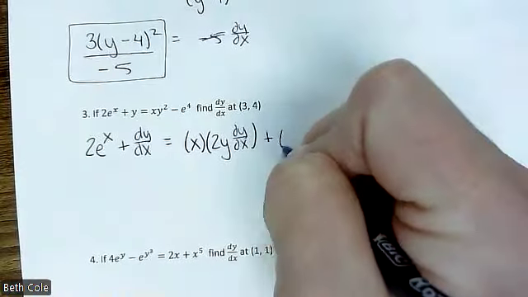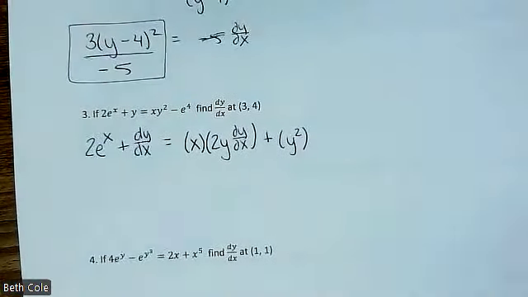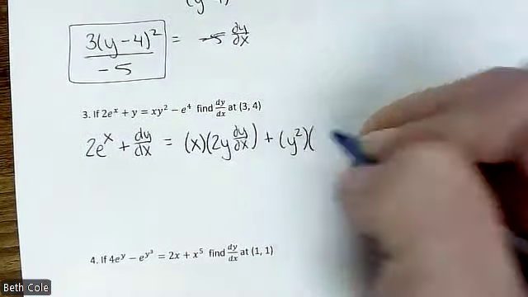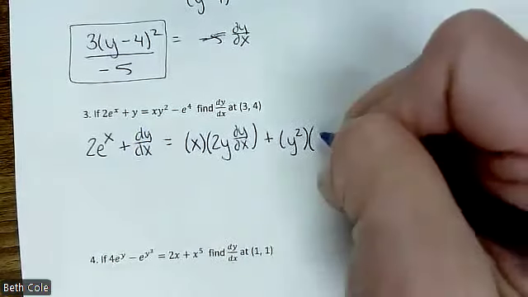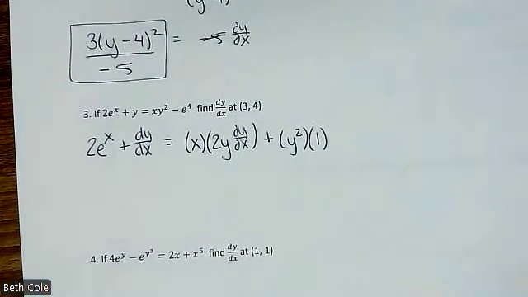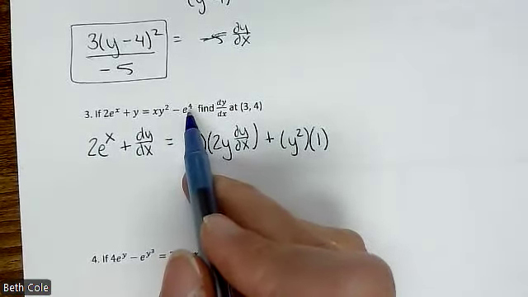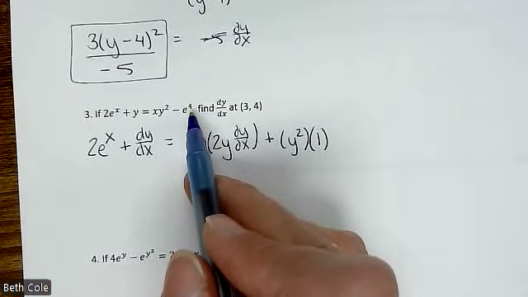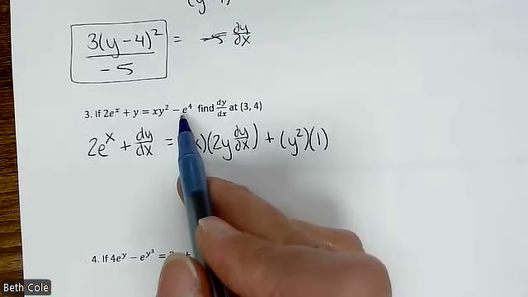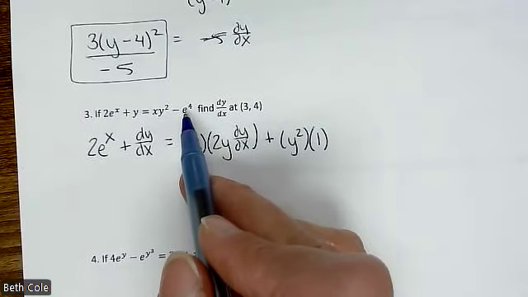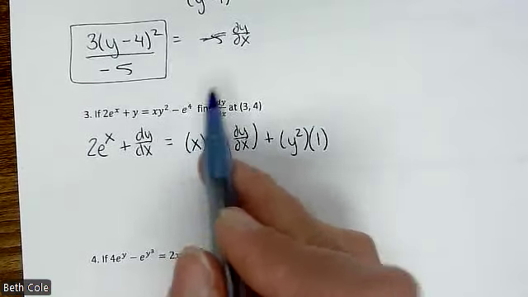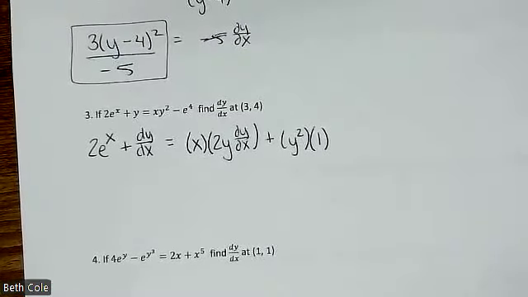All right, plus the second thing is y squared. Derivative of the first. Derivative of x is just 1. If you don't want to write it, that's fine. At this point, I'm fine with you not writing. Minus e to the 4th. E is a number. So e to the 4th is also just a number, and the derivative of a constant is 0. So that part's gone. So we're actually finished.